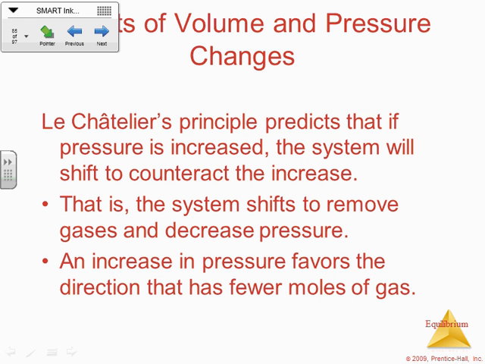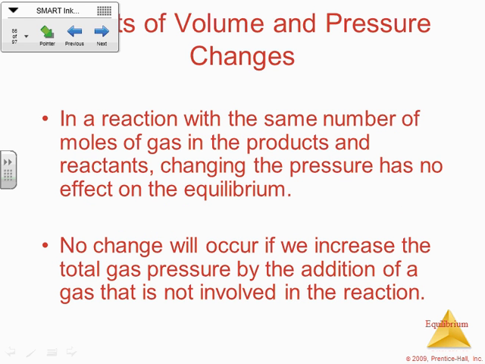Okay, so Le Châtelier predicts that if pressure is increased, the system will shift to counteract the increase. It shifts to remove gases and decrease pressure, all right, which kind of makes sense. A system will attempt to be under the least amount of pressure possible, okay? This will make more sense once I show you some examples. But an increase in pressure favors the direction that has fewer moles of gas, okay? Let me show you an example of what that means.